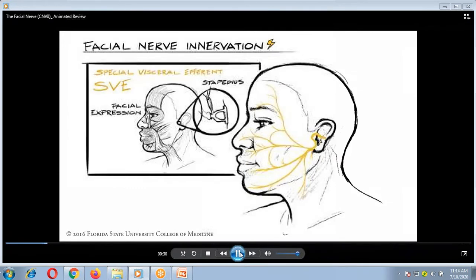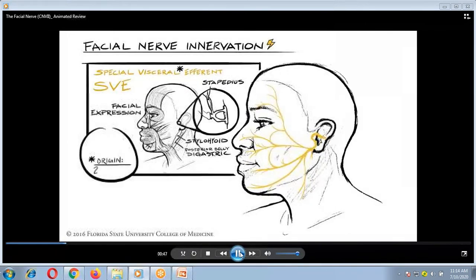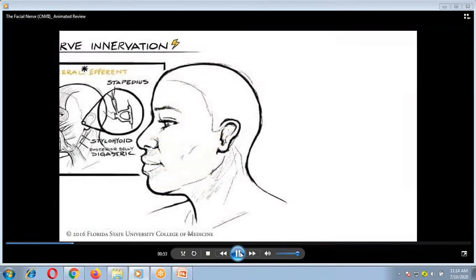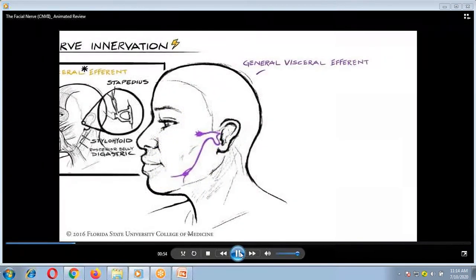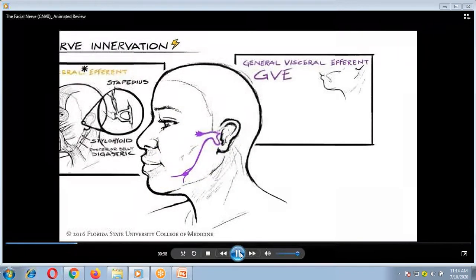The others are stapedius, stylohyoid, and the posterior belly of the digastric muscle. These are regular striated muscles, just as you find in the limbs and trunk. Their designation as special visceral efferent simply reflects their origin from the pharyngeal arches rather than from myotomes. The second component of the facial nerve is general visceral efferent, or GVE, innervation to two pairs of glands.